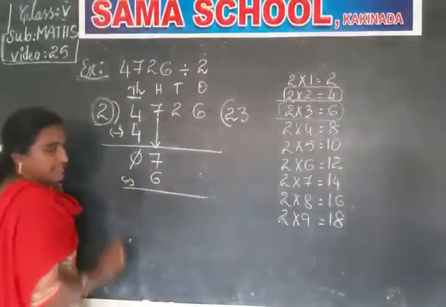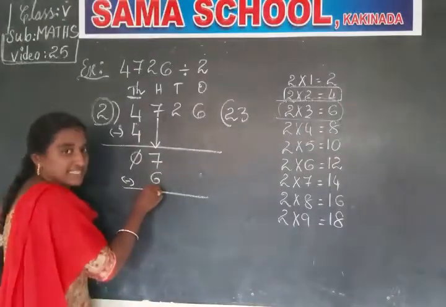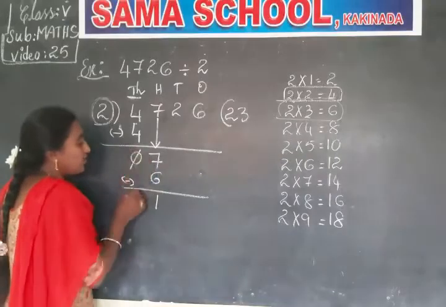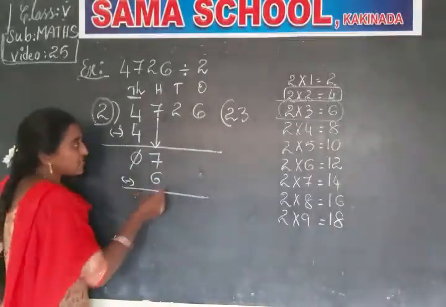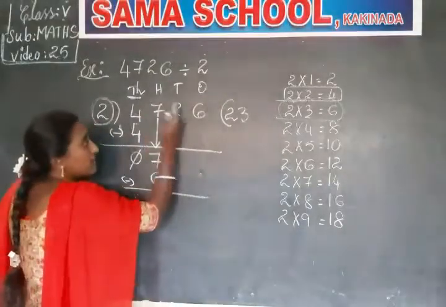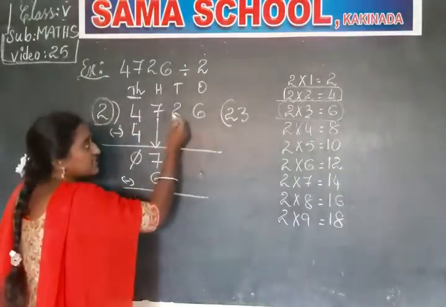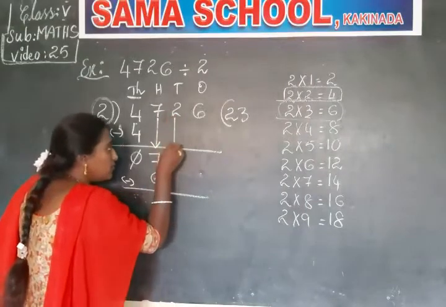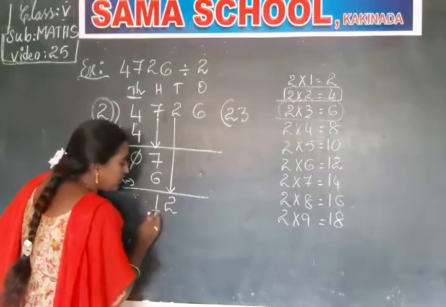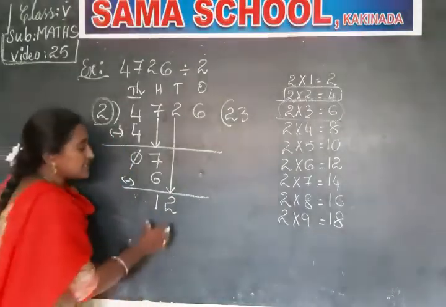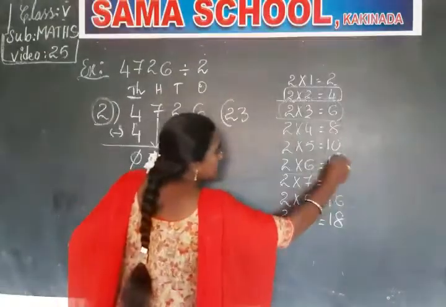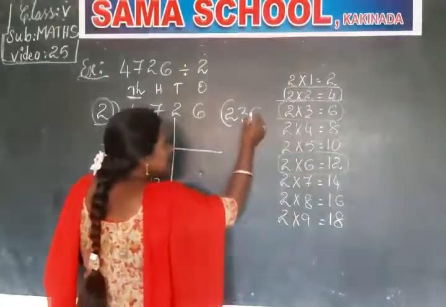Okay? Minus. 7 minus 6, how much? 1. And here no number is there to subtract. See here, 1 is not there in the table, right, children? So we have to go for the next digit. What is the next digit? 2. And we have to bring down 2, like this. Then it became 12, right? Is this 12 there in the table or not, say, children? Yes, exactly 12 is there in the table. How many times? 6 times.